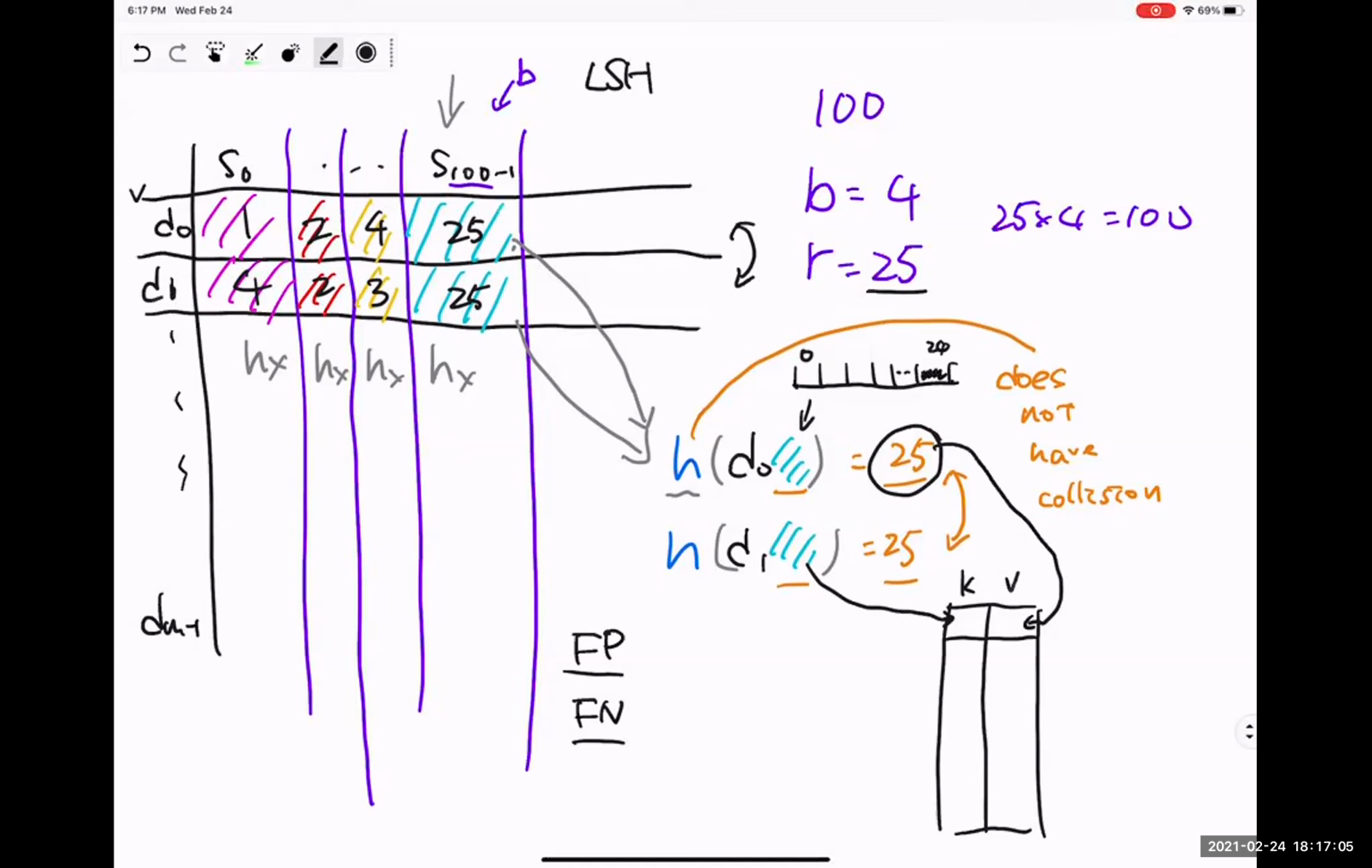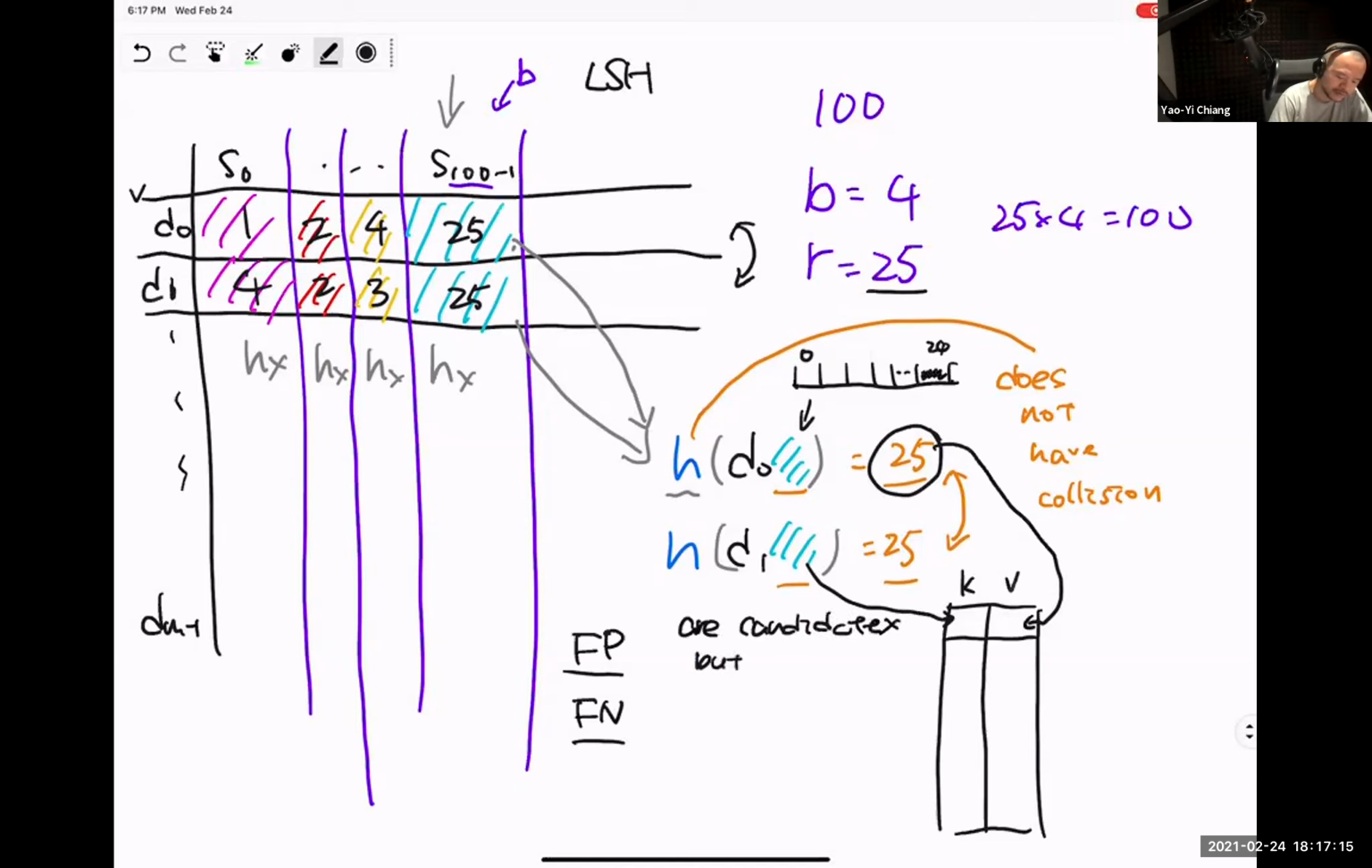Great. So that means we say they are candidates, but they are not similar. How about false negatives? They are not candidates, but they are truly similar. Great, not candidate, but they are similar.